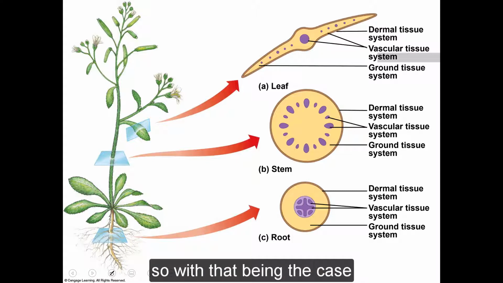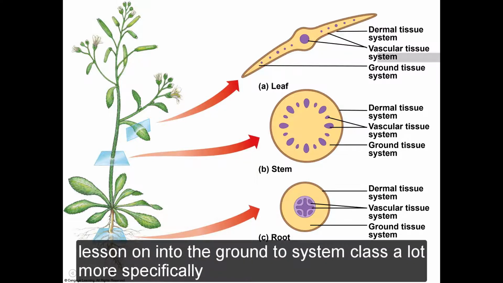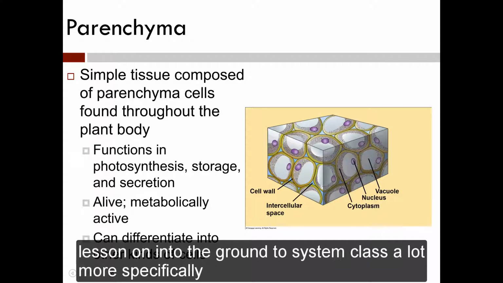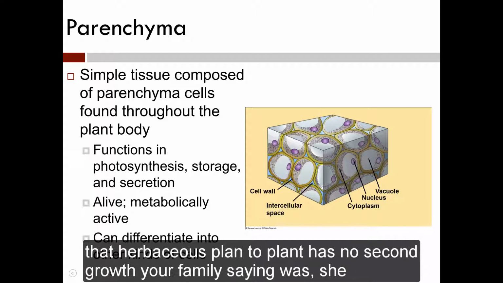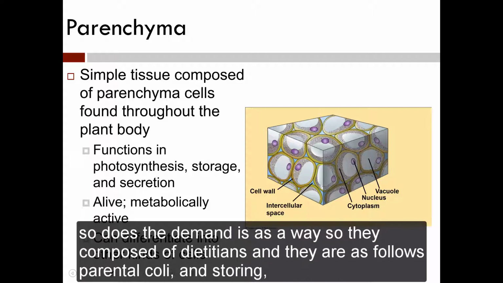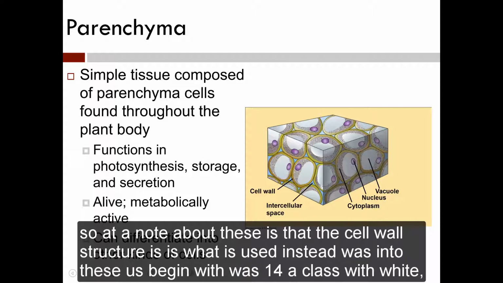So with that being the case, let's get on into the ground tissue system, class, a lot more specifically. The ground tissue system is composed of, I'd say, the majority of herbaceous plants. When you look at that herbaceous plant, that plant that has no secondary growth, you're primarily seeing what is called ground tissue. So just think of it in such a way. They're composed of three tissues, and they are as follows: parenchyma, collenchyma, and sclerenchyma. A quick note about these is that the cell wall structure is what is used to distinguish each of these. Let's begin with parenchyma.